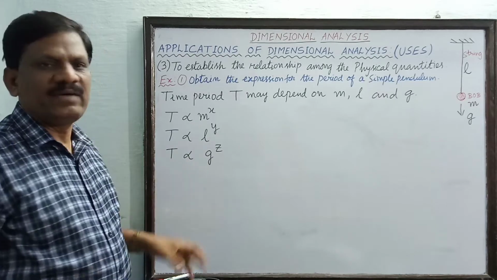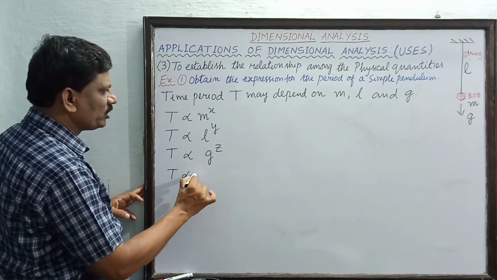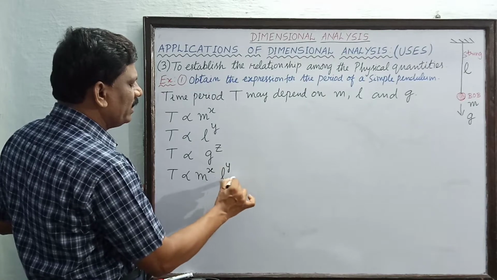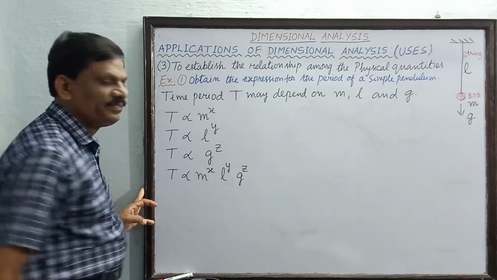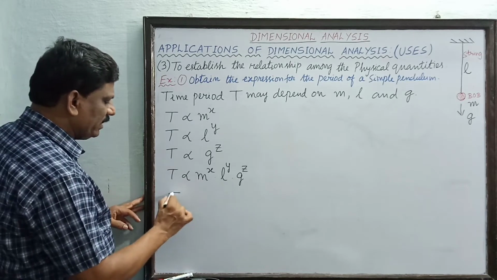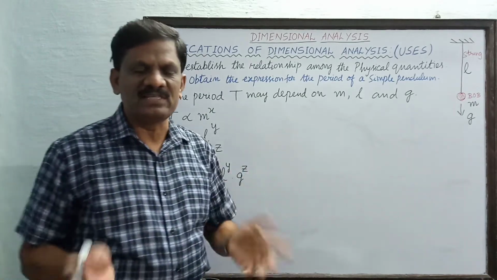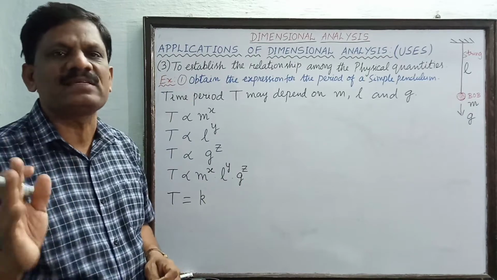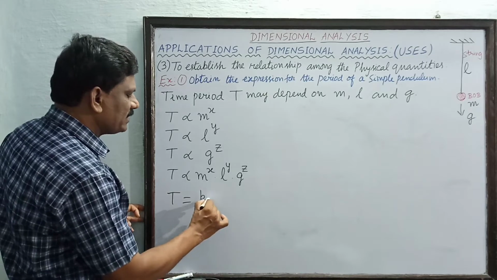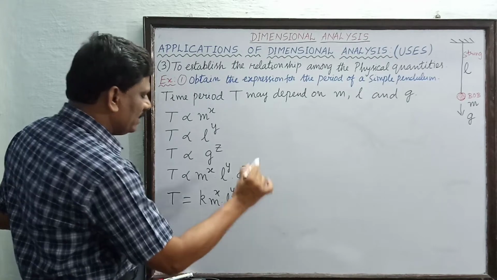These are the terms I have assumed on which the period of oscillation depends. Combining all these, I can write T is proportional to m raised to the power x into L raised to the power y into g raised to the power z. This is a proportionality symbol, and I am going to convert this into an equation. Therefore, T must be equal to some constant K. This K has no dimension; it has only a numerical value. It is a dimensionless constant, called the proportionality constant. So T equals K times m power x, L power y, g power z.